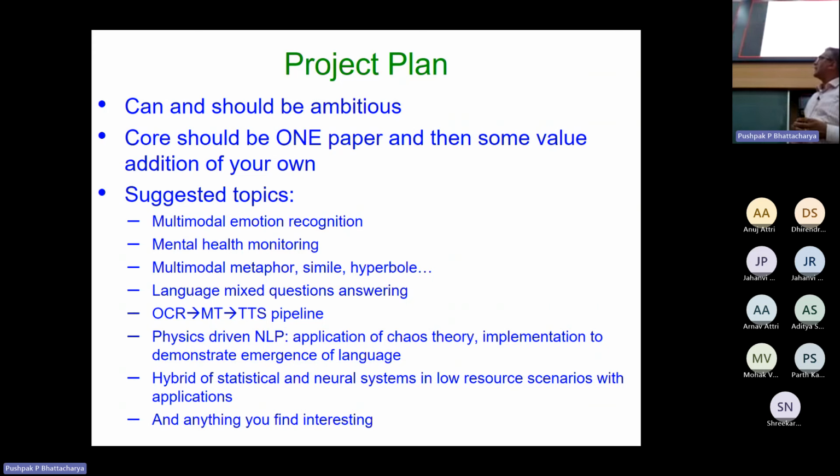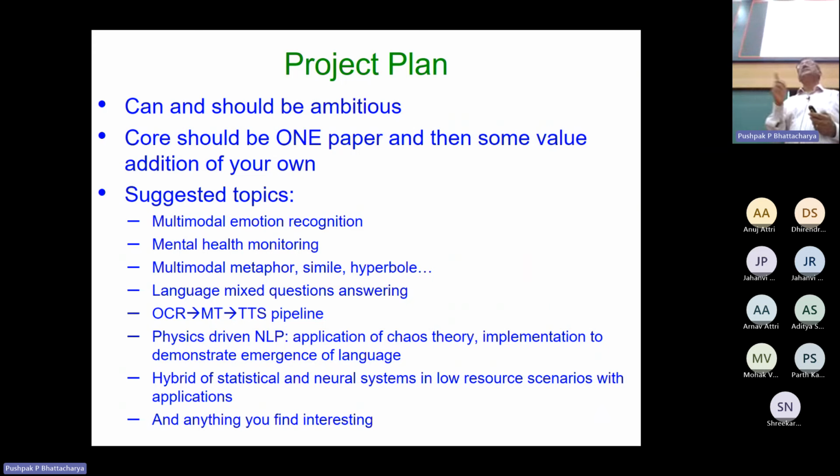Then this is my favorite, and I think every year some students work on this project: the OCR to machine translation to TTS pipeline. So you go to a foreign country, you do not understand the language there. You take the picture of some notice or announcement which you want to understand. OCR converts this to text. That text gets automatically translated to the language you know, and it is spoken out by a text-to-speech system.